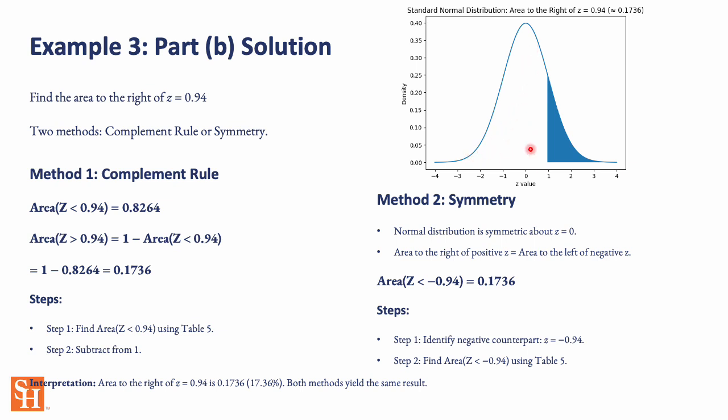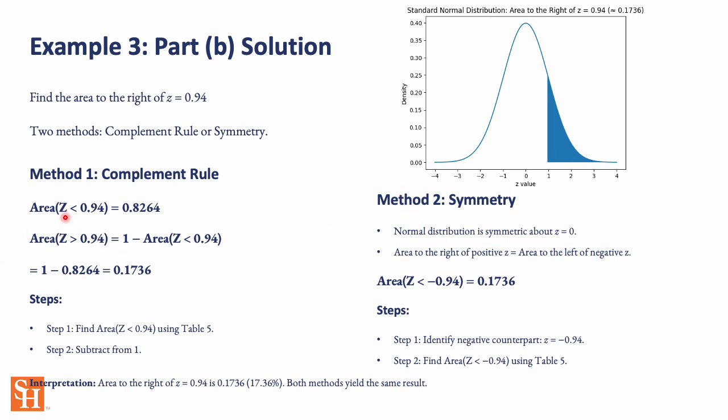So we can find the area that is to the left side of the Z score 0.94, and then we know the total area for a probability distribution is always 1. Now from the total area 1, if we subtract this area, that basically gives us this area, right? We can in fact do that.